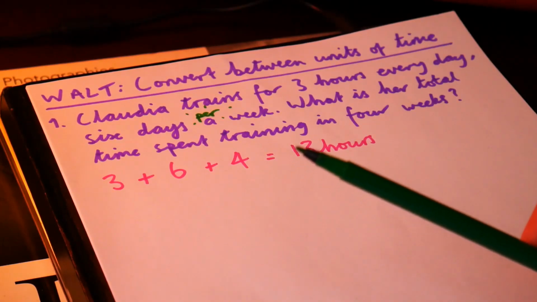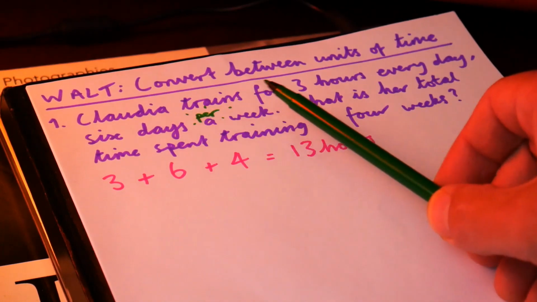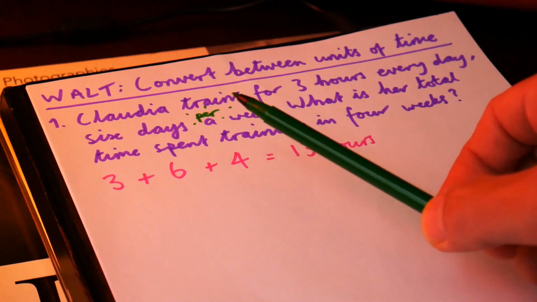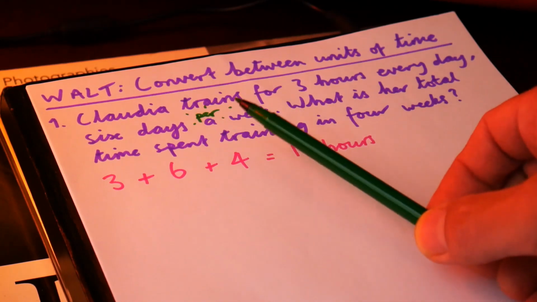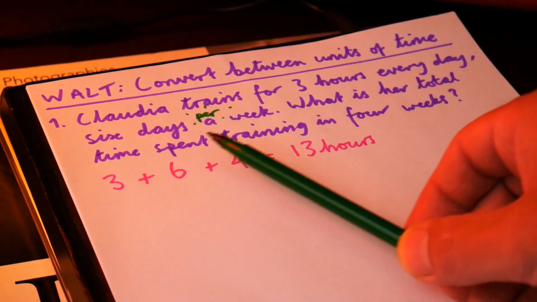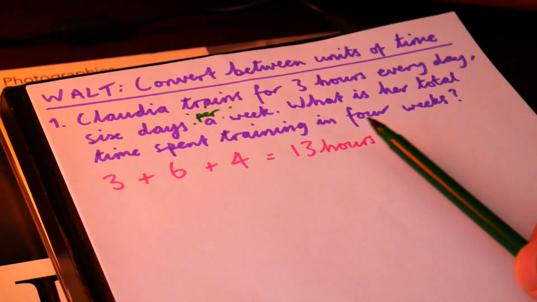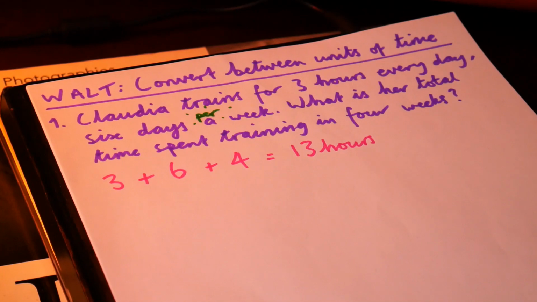Number 1. Claudia trains for 3 hours every day. I'm guessing Claudia is an athlete of some kind. Claudia trains for 3 hours every day, 6 days a week. What is her total time spent training in 4 weeks?